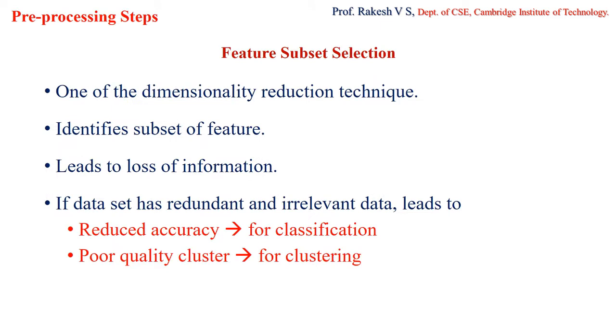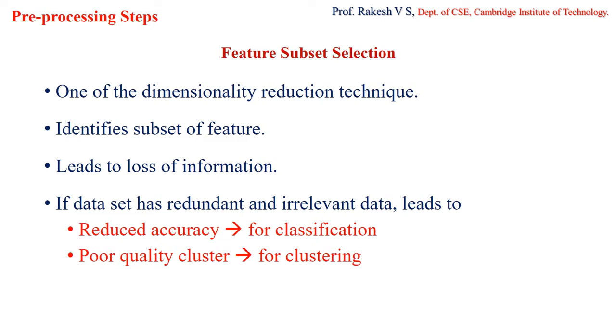So to begin with, we'll see what is actually a feature subset selection. In this particular technique, we are going to reduce the dimensionality, and I can tell that this is one of the dimensionality reduction techniques. What we do is, among the n attributes or n features that we are having, we will be selecting only the subset of features, and we will perform analysis based on that particular identified subset.